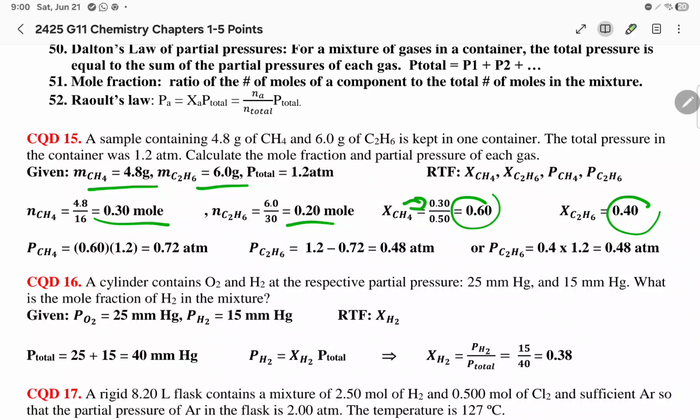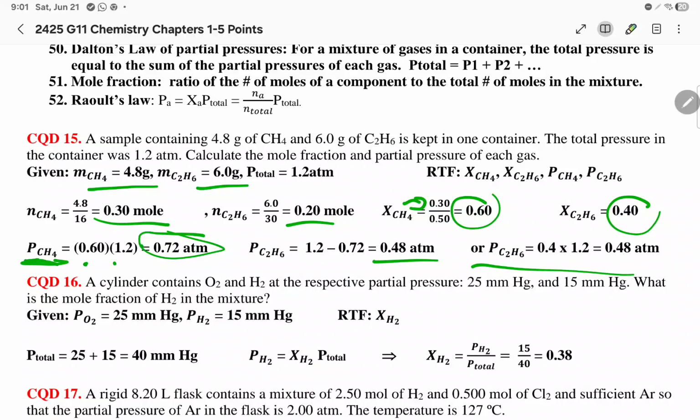Now, the partial pressure of CH4, we said it's mole fraction times total pressure, which was given. So our mole fraction for each one times total pressure. And then you could just subtract. Once we get one partial pressure, if you do total pressure minus one partial pressure, you get the partial pressure of the second one, or you could use the equation again. Both ways work the exact same.